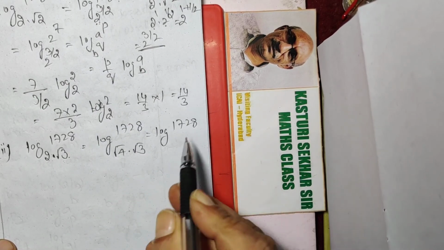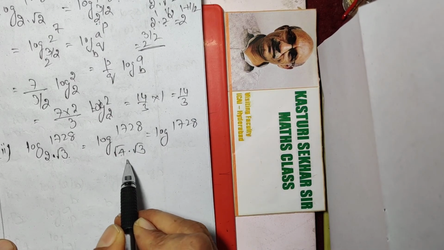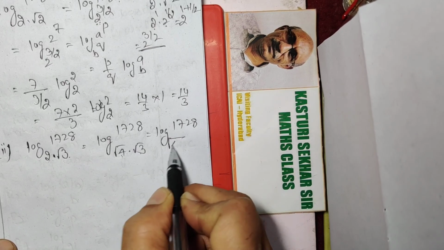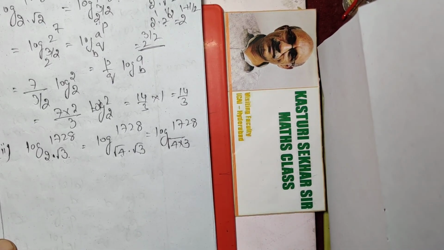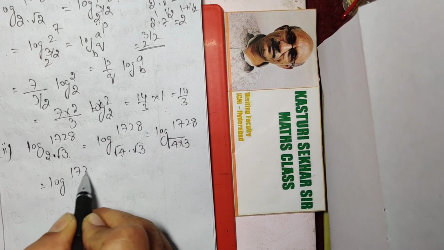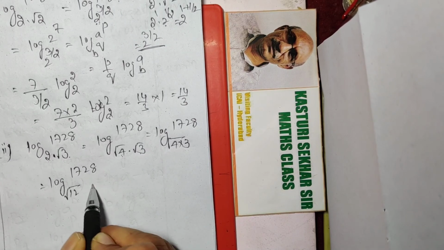Log 1728 to the base, coming to the base. Root A into root B can be written as root AB. So log 1728 to the base square root of 12.